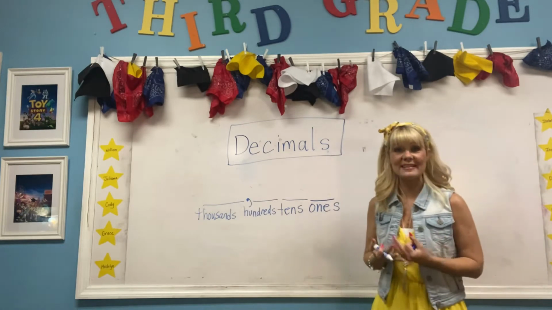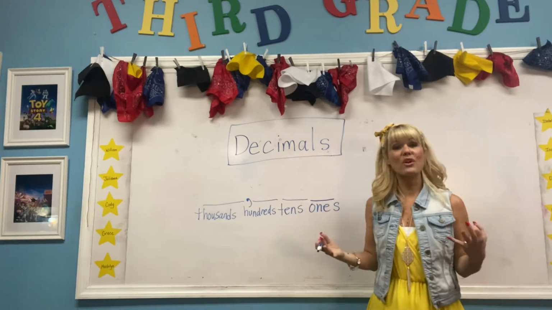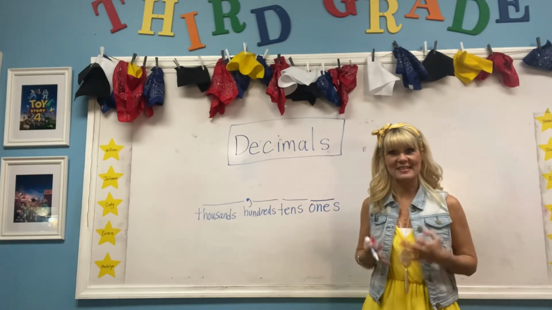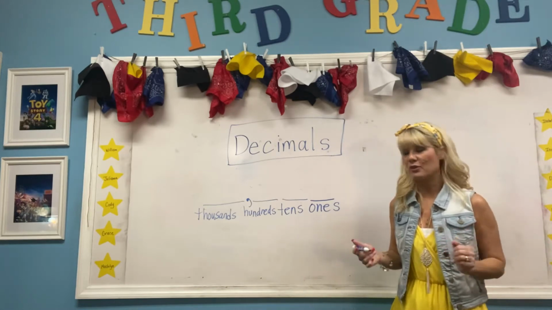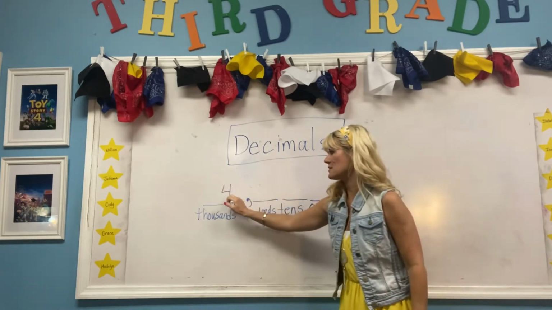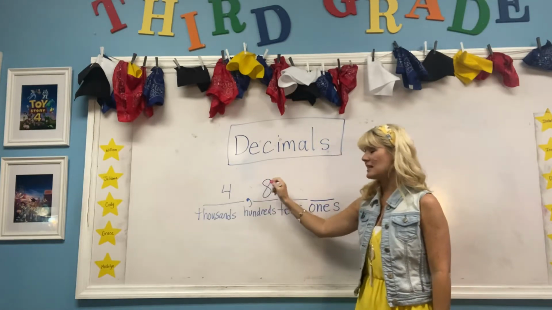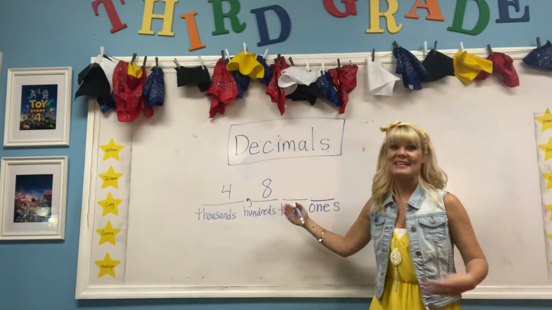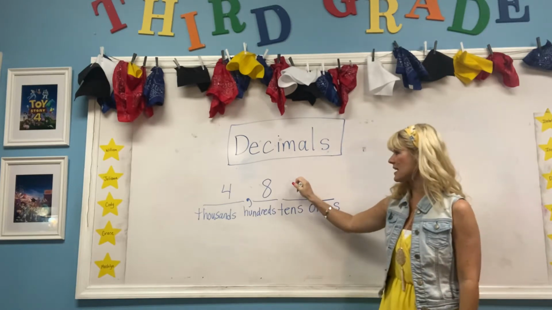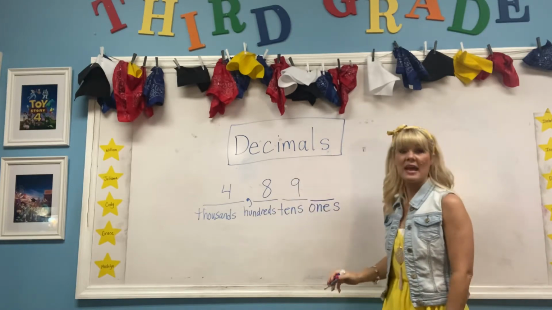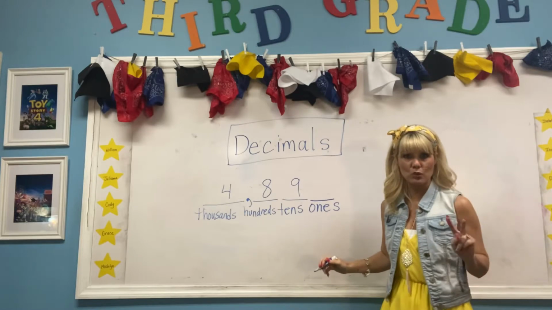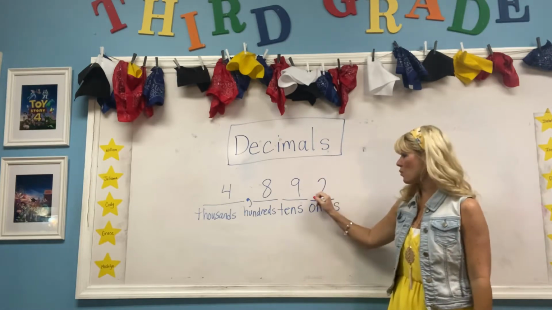So if I had a number like 4,892, I'm gonna put the 4 in the thousands place, because it represents thousands, the 8 in the hundreds place, 800, 90 means I have 9 tens, so the 9 goes in the tens spot, and 2 means I have 2 little ones, so the 2 goes in the ones spot.